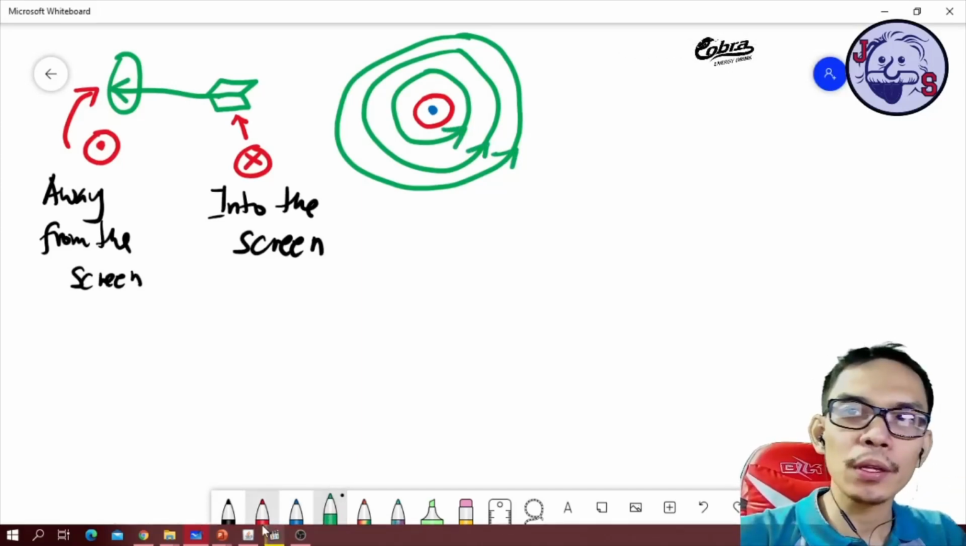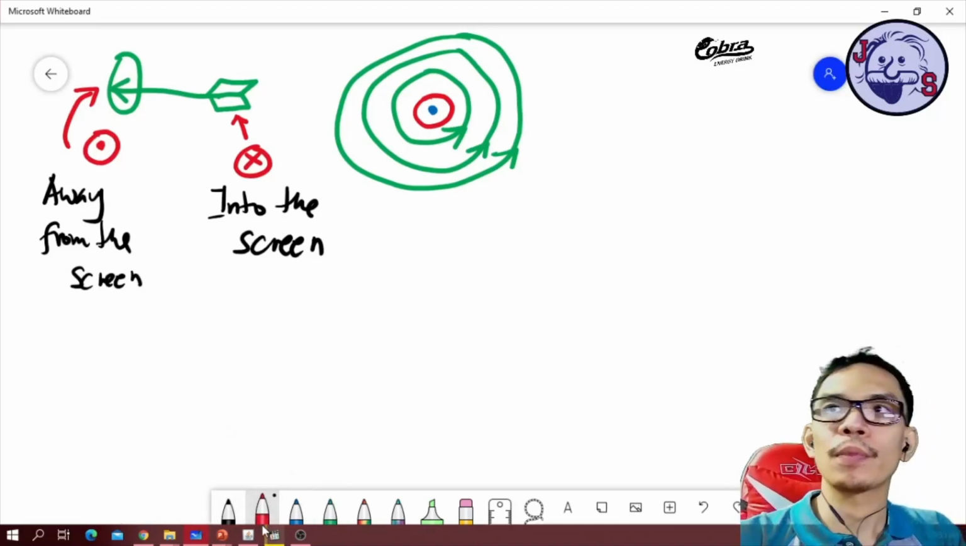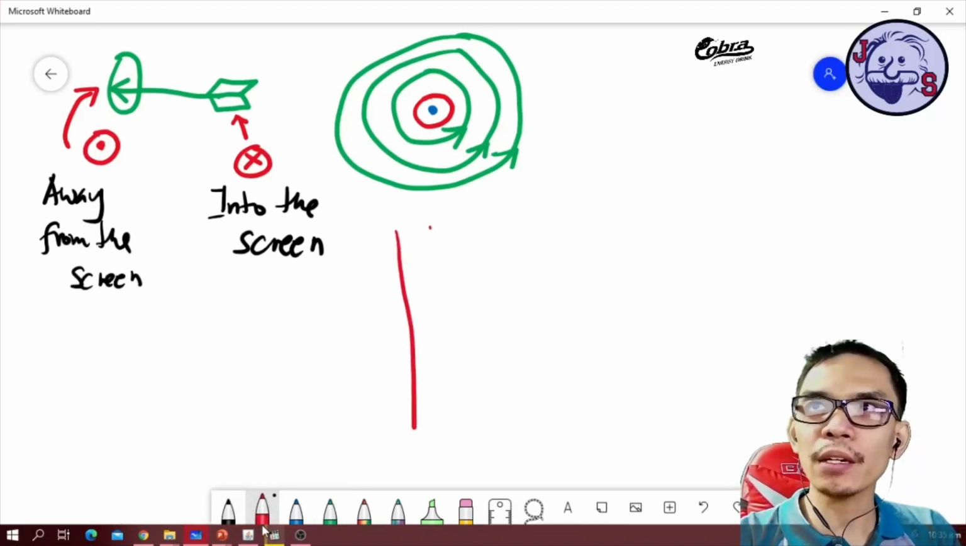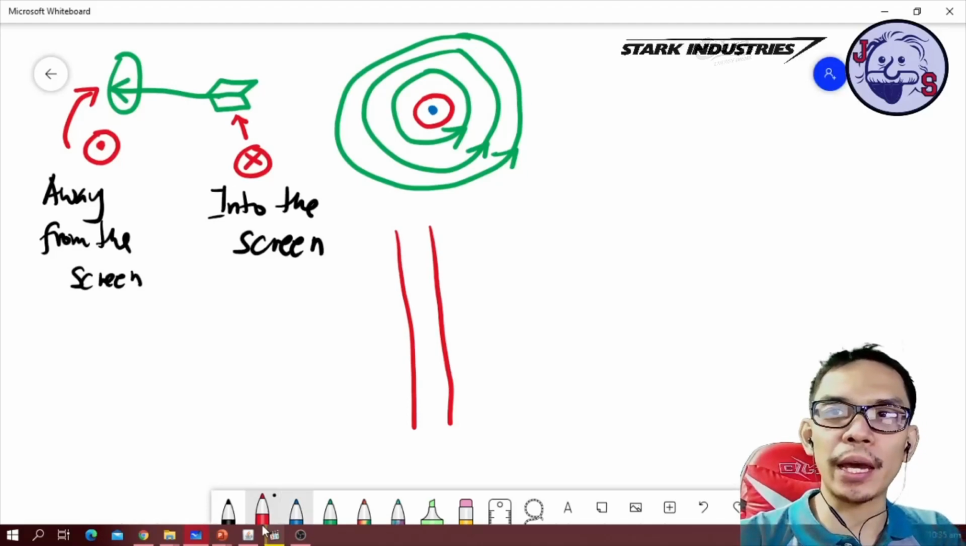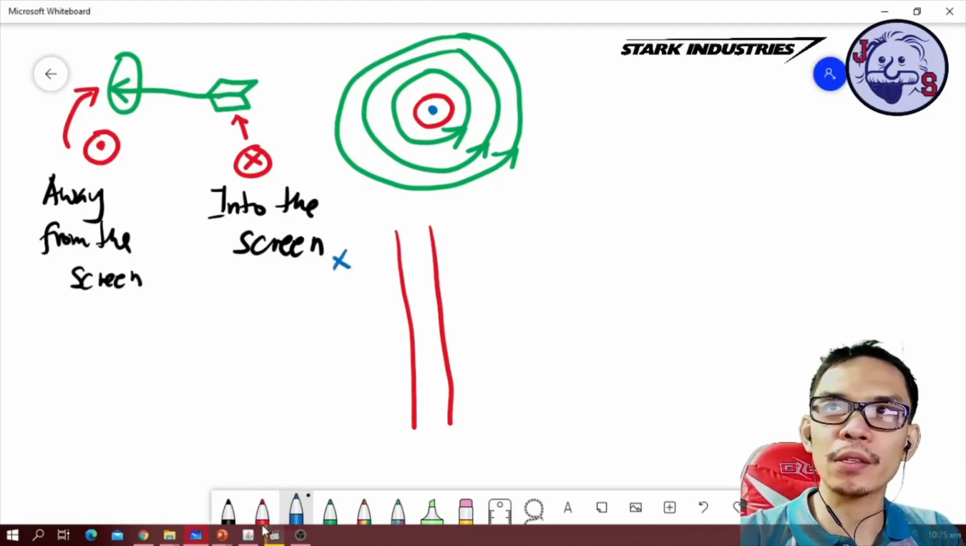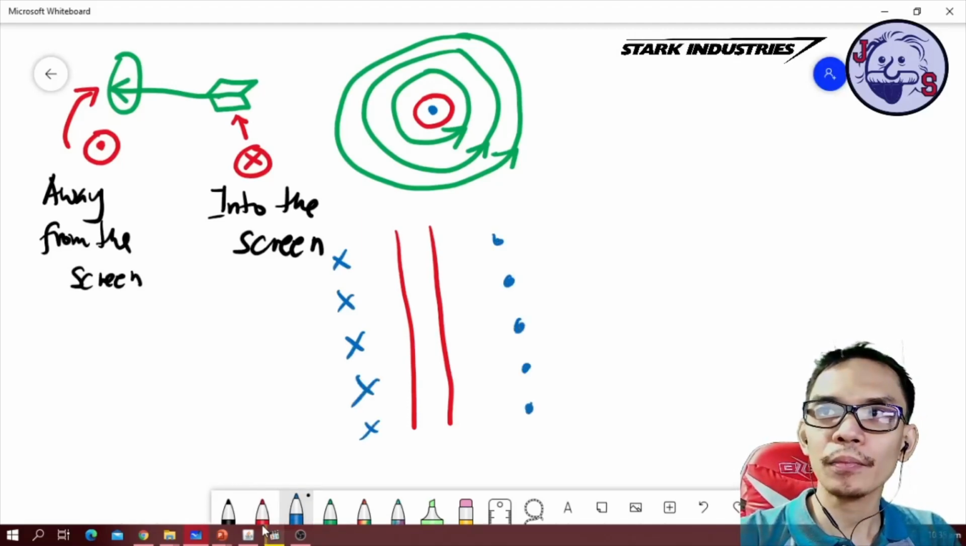So what about this one? If the wire is running vertically and you have a magnetic field around it, we have X and we have the dot on the other side.